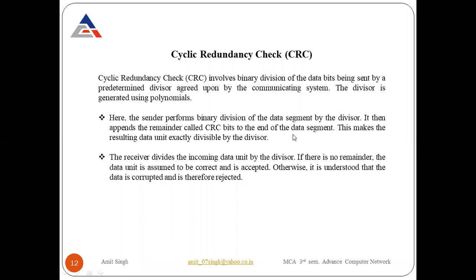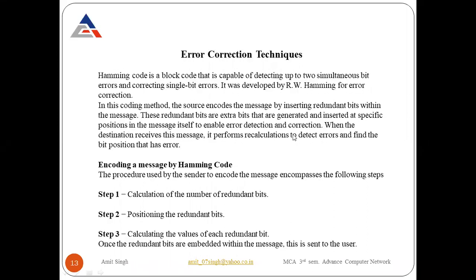Okay, the next is now we have the error correction techniques. Let's start with the first one that is defined in our syllabus. The Hamming code is a block code that is capable of detecting up to two simultaneous bit errors and correcting a single bit error. It was developed by R.W. Hamming for error correction.